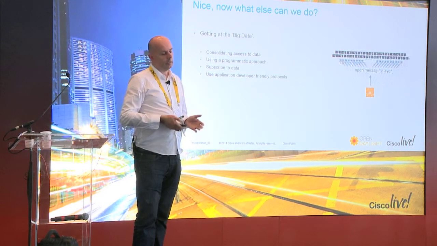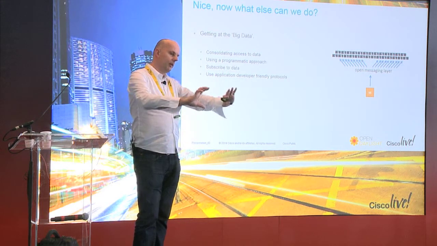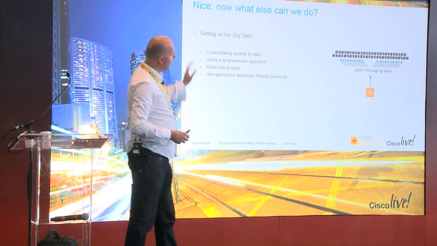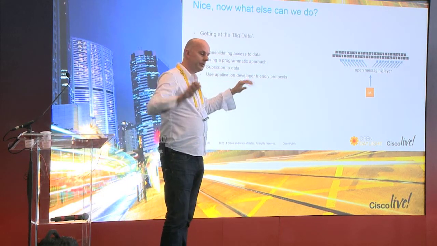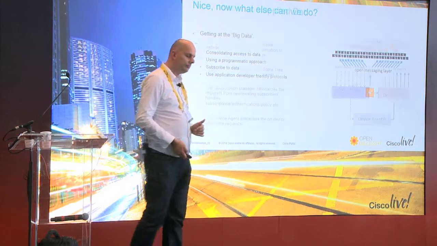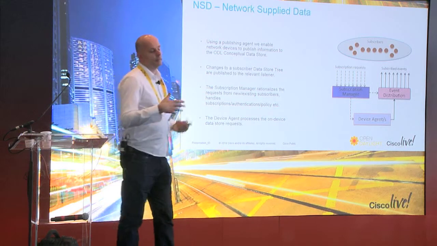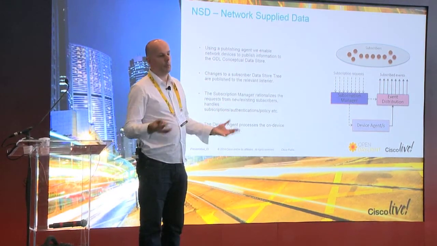So I'd like to try and move to a model that looks more like this. We have the network element at the bottom. We have an open messaging layer. And then we have all of our subscribers. So we move from a many-to-many to a one-to-many model. We've given it a pet name. The pet name is NSD, which is network supplied data.